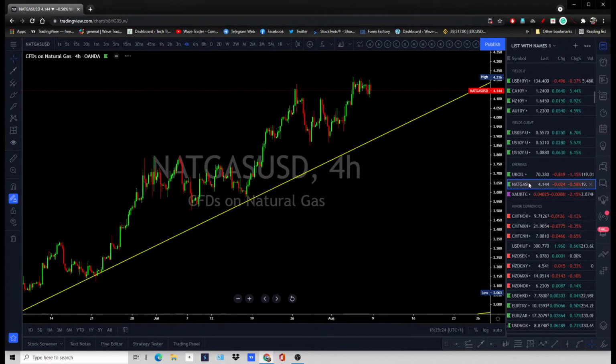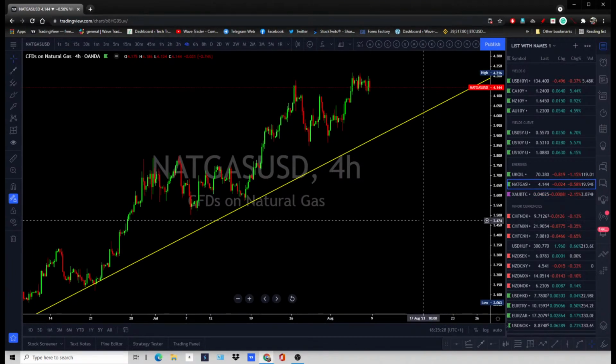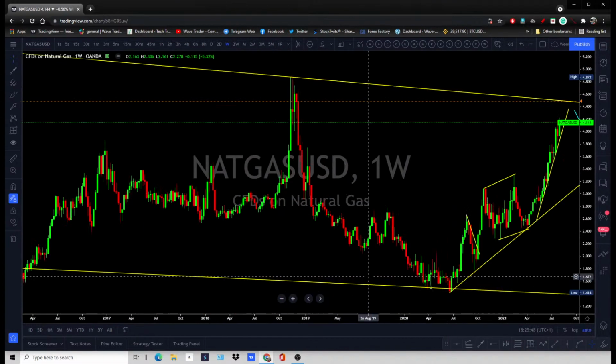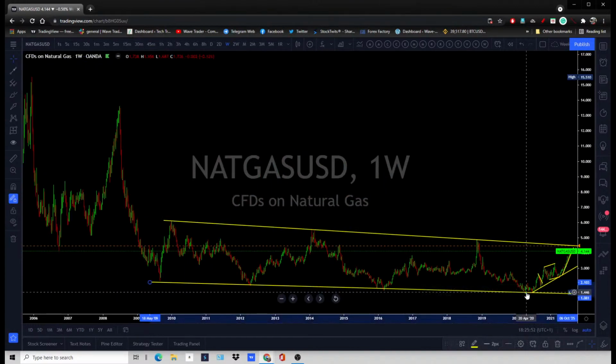Okay, natural gas is right now catching up with the other inflationary assets, like oil or copper. And how far it can go, no one knows. It can still keep rising for more upside, or it can drop at any time. Natural gas is strong right now, and it can keep pushing higher.